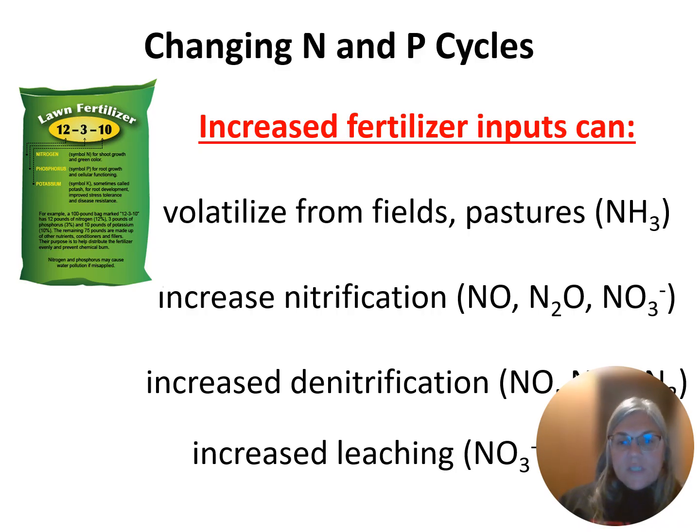Now, when we put a whole bunch of nitrogen fertilizer on our fields, we can get production of ammonium. So part of the problem is the amount of fertilizer that we put on agricultural systems, golf courses, and our residential lawns. Usually we're adding way more than plants can take up at that time. And so a lot of it can get volatilized. It can be nitrified. We can increase denitrification and we can increase leaching.